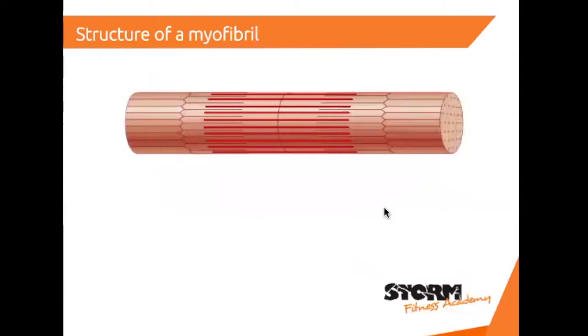Now let's zoom in. So we imagine we've got our microscope out, and we're now zooming in on the myofibril. All the way along the myofibril, you've got sections. So you can see there, that is a section, and we call that section a sarcomere. And that's the contractile component of the muscle.